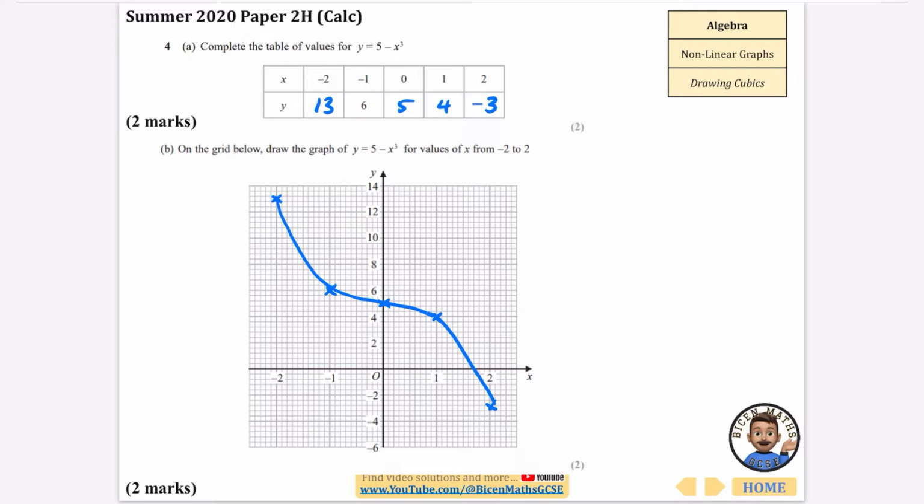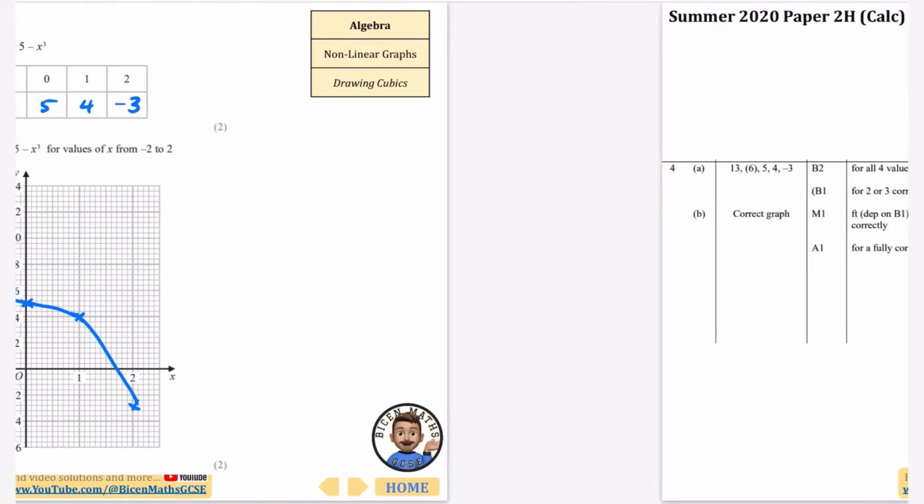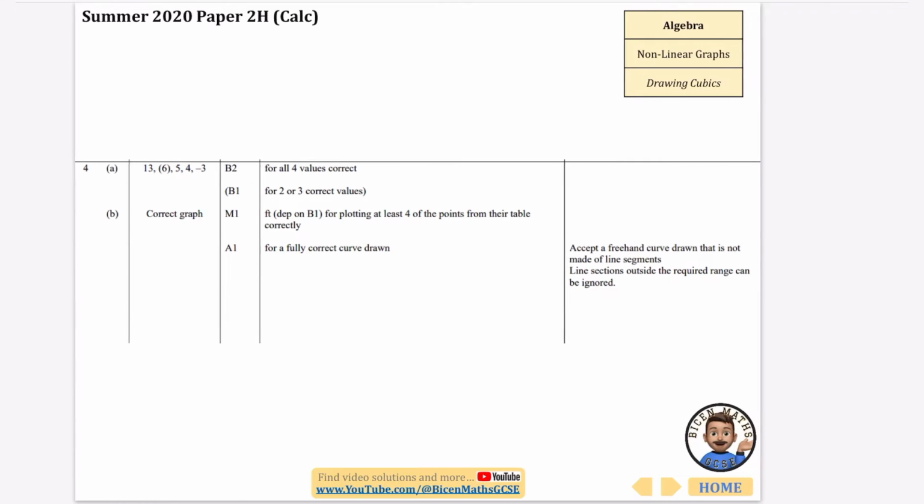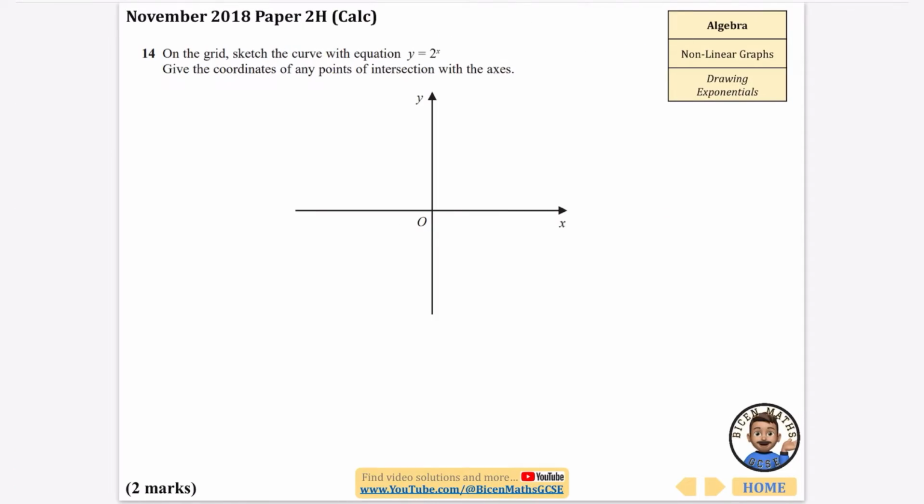Now I find these way harder to do on the iPad than I do on paper. So sorry that these aren't the most accurately drawn, but you'd still get the marks for what I've done there. And you can see we've got the correct values, and the correct graph means that it's drawn smoothly, okay? So now we're going to look at some other kinds of ones.